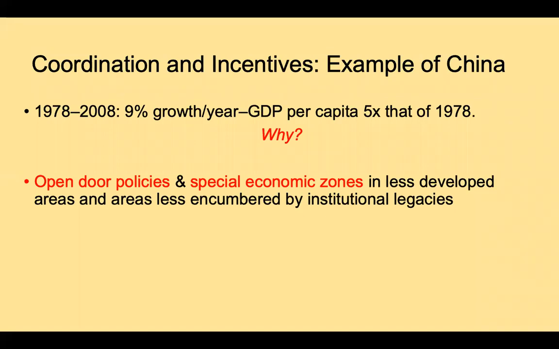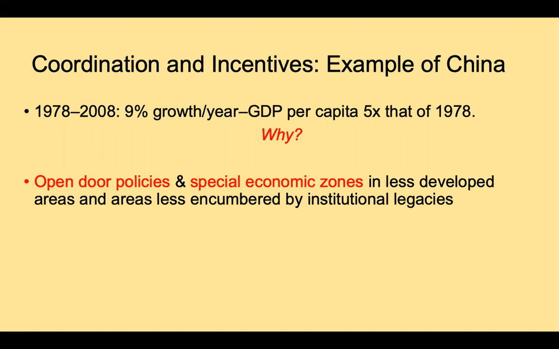When you begin to consider coordination and incentives and the role of the state, we begin to better understand the pace and the scope of growth. And in particular, in China, those incentives came in the form of special economic zones and open door policies. But not just special economic zones or EPZs anywhere, but in particular in places, in regions in China that were not as encumbered by the legacies of existing institutions.